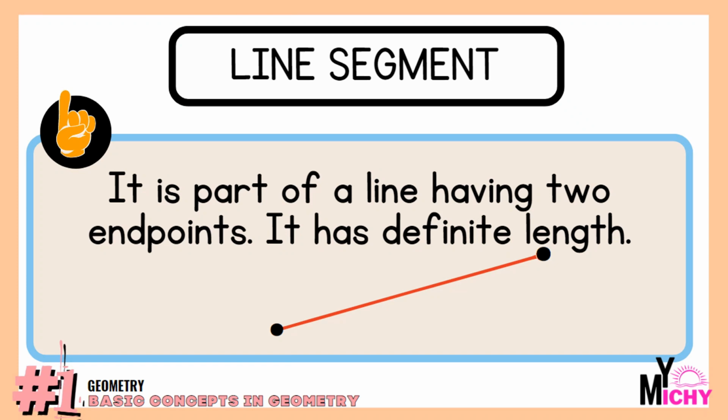Next is line segment. It is part of a line having two endpoints and it has a definite length. So if we have here point A, point B, so we have 2 points. This is what we call the endpoints. It is part of a line. We can extend a line, but a segment, we cannot extend. So the line segment here is from point A up to point B. So this is what we call the line segment, having 2 endpoints, point A and point B.